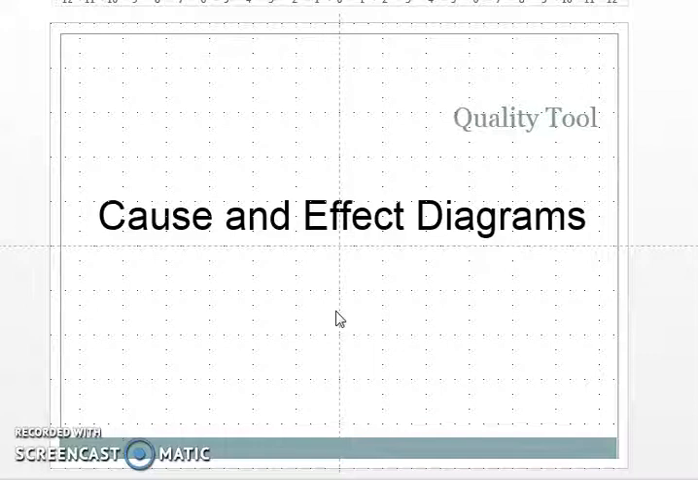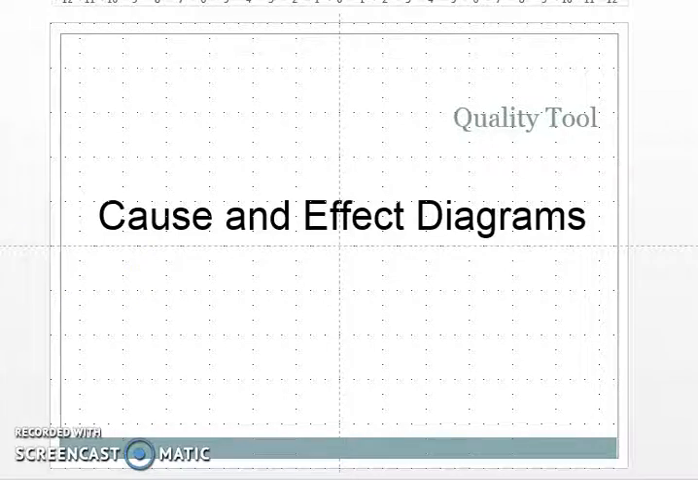Before starting or drawing this cause and effect diagram, you should have a very good brainstorming session, and then you go for drawing the diagram. For that purpose, in brainstorming, you can discuss what the various possible causes are. Most possible causes fall in four categories. First is manpower, machine, method and material.